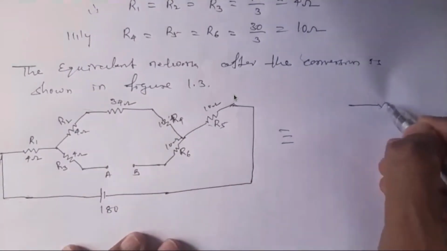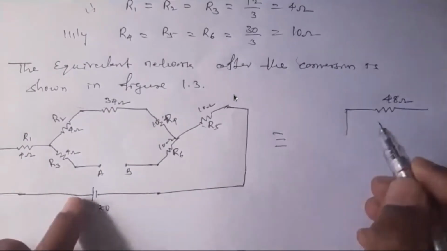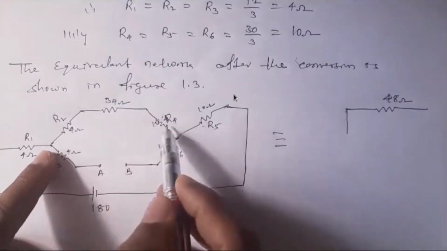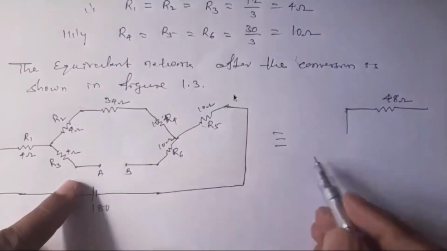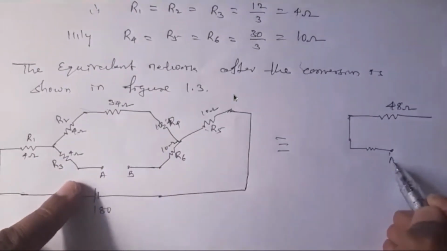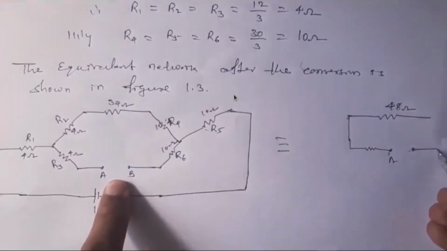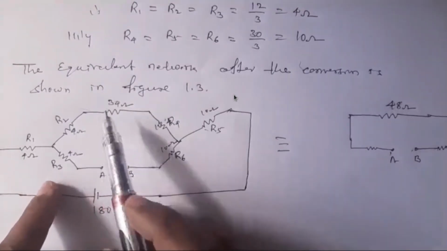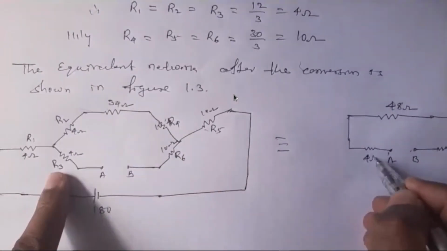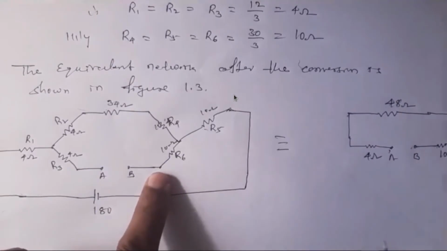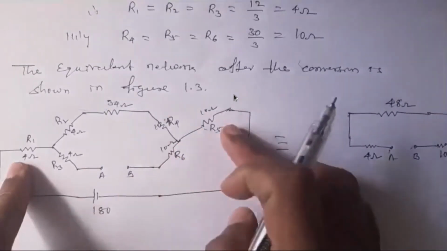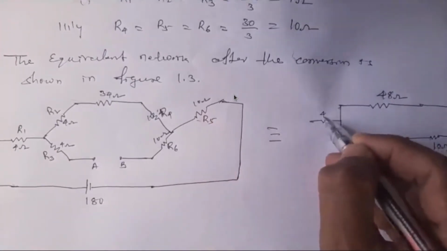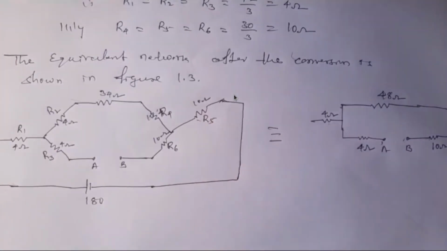You have 48 ohm here, and here you have one resistance. Look at this, I have taken this branch. Now here you have one resistance, and this is point A, and here you have another resistance. This is point B. So we'll see what those values are. This resistance is 4 ohm, and this resistance is 10 ohm. So this side you have 4 ohm, and this side 10 ohm.